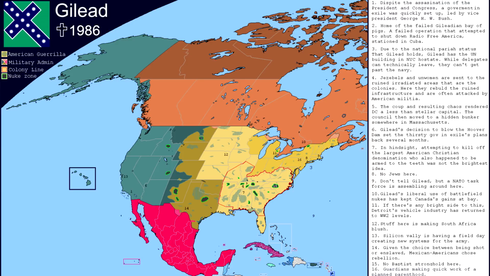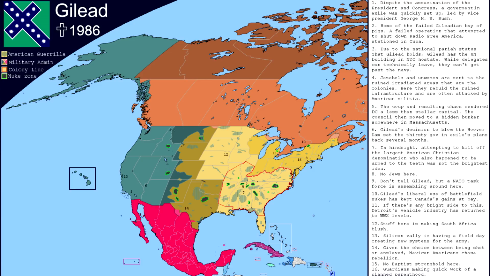As previously mentioned, in the book version, African Americans are not allowed to participate in the Republic of Gilead and are sent out west to new national homelands, paralleling the black homelands created by apartheid South Africa. Medaby referenced this in his map in Note 12, which states, "Stuff here is making South Africa blush." This, however, brings up an important question. Why aren't African Americans fighting back?